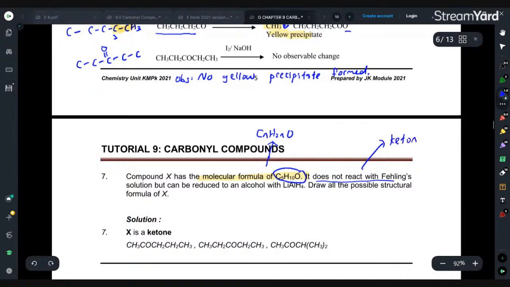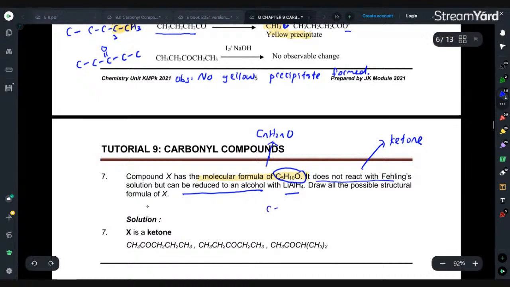Okay, this compound is a ketone because it does not react with phthalate, but it can be reduced to an alcohol. A ketone can be reduced to a secondary alcohol by using lithium aluminum hydride. Then draw all possible structural formulas.